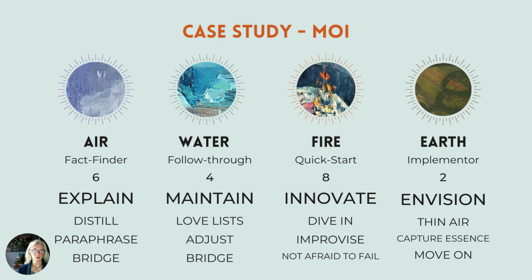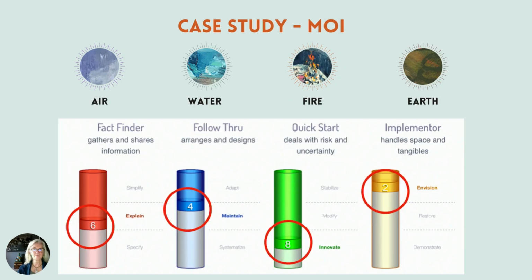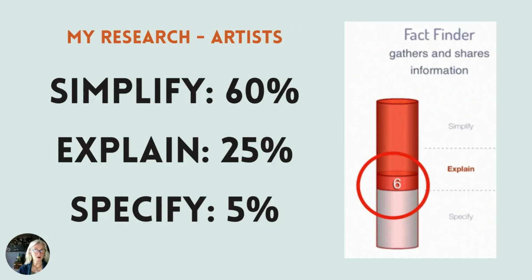My fire number shows that I love to innovate and dive in. My earth number shows that I love to envision things rather than actually build them. And this can be a problem. It's a good recipe for procrastination. So sometimes I envision things, but then I don't actually put it into the real world. I have way more ideas, and many I don't finish. This might sound familiar. Many artists are similar.